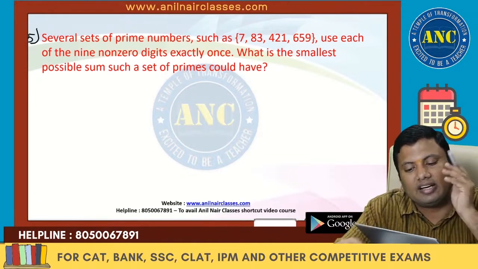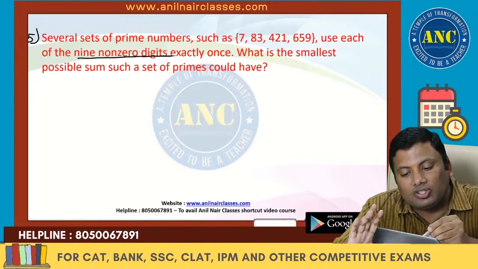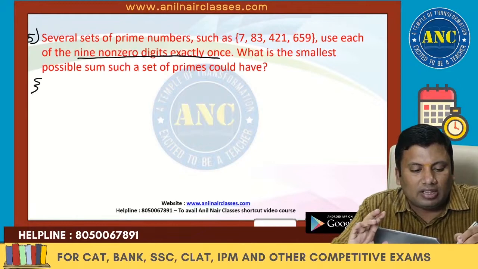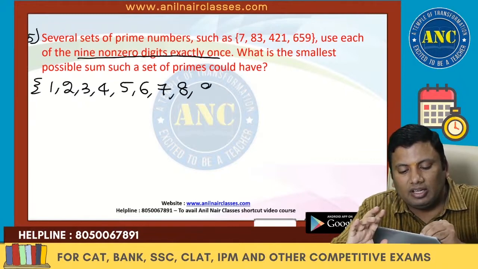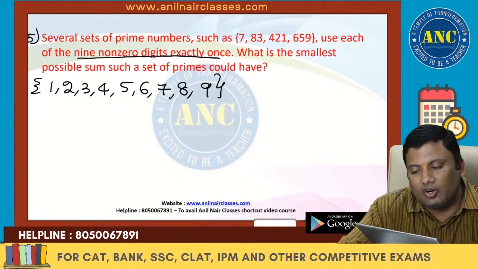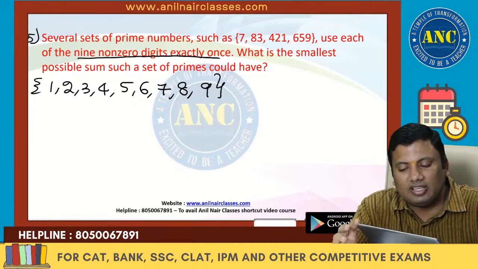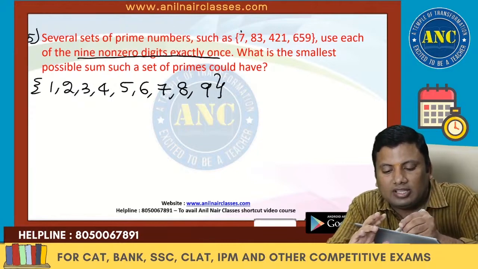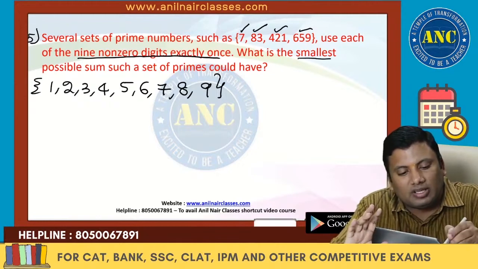Fifth one. Several sets of prime numbers, such as 783, 421, 659, use each of the 9 non-zero digits exactly once. What are the non-zero digits? 1, 2, 3, 4, 5, 6, 7, 8, 9. There are 9 non-zero digits. Now some numbers are formed from the combination of these digits such that each one is a prime number. 7 is a prime number, all are prime numbers. What is the smallest possible sum?